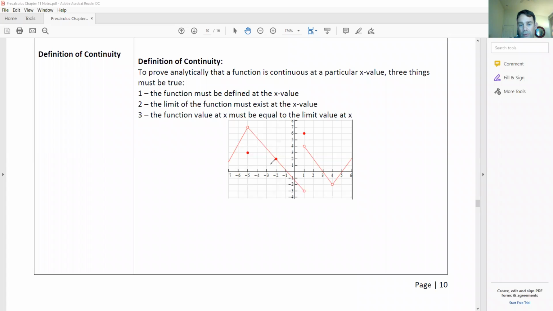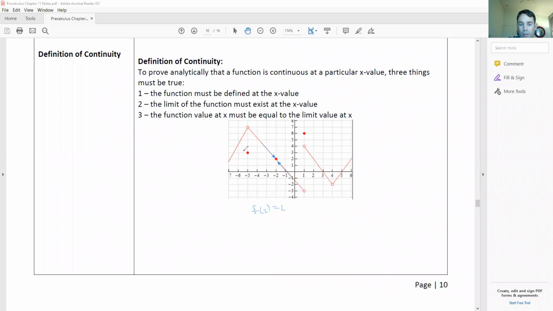So for instance, here at 2, notice f of negative 2 is defined. It's a solid dot and it equals 2. On top of that, the limit has to exist. So if we look here at 2, notice the left side and the right side both go to 2. So the limit would exist and it would be equal to 2. And not just that, the limit value would be equal to the function value. If that isn't the case, if one of those three things is broken, then our function isn't continuous.